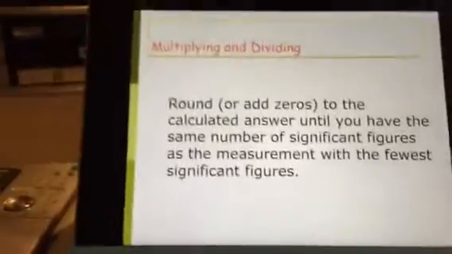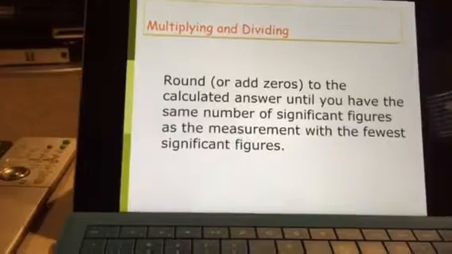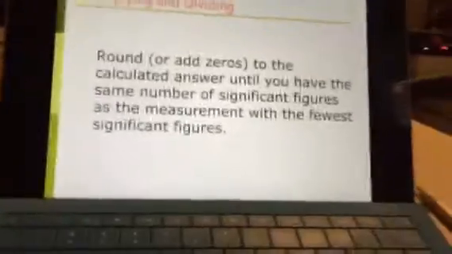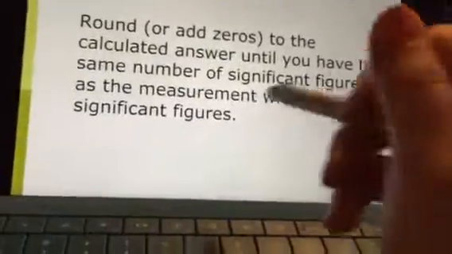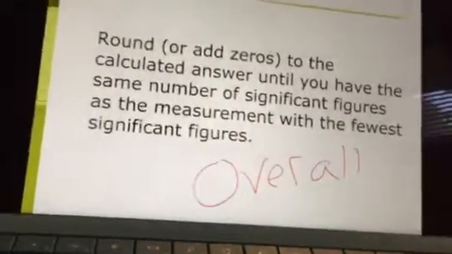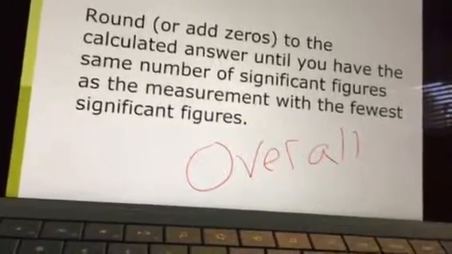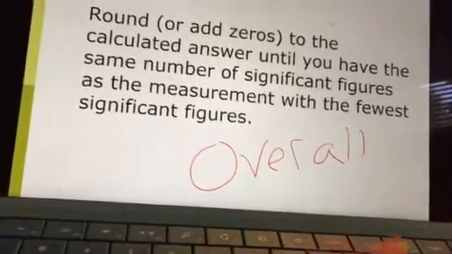Multiplying and dividing is a little bit different. You round or add zeros to the calculated number until you have the same number of significant figures as the measurement with the fewest significant figures. And this is overall. So for adding and subtracting, we were thinking about just after the decimal. And for multiplication and dividing, we're thinking of the overall number.